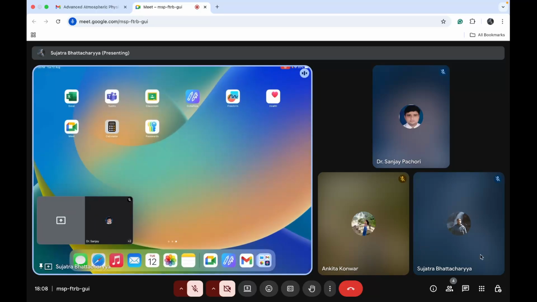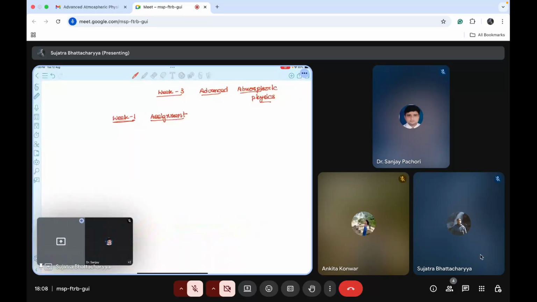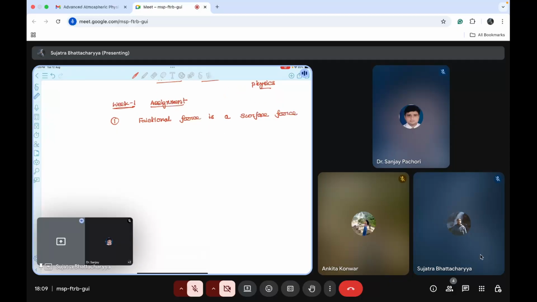So let's come here. So the first answer was that the frictional force is a surface force. Let me quickly write it for the first question. Okay, it is a surface force. It's not a body force.